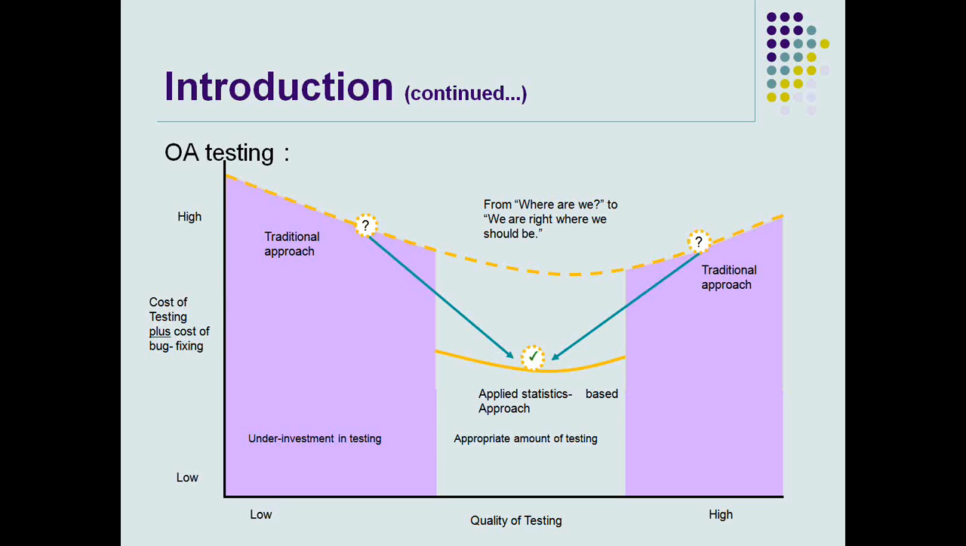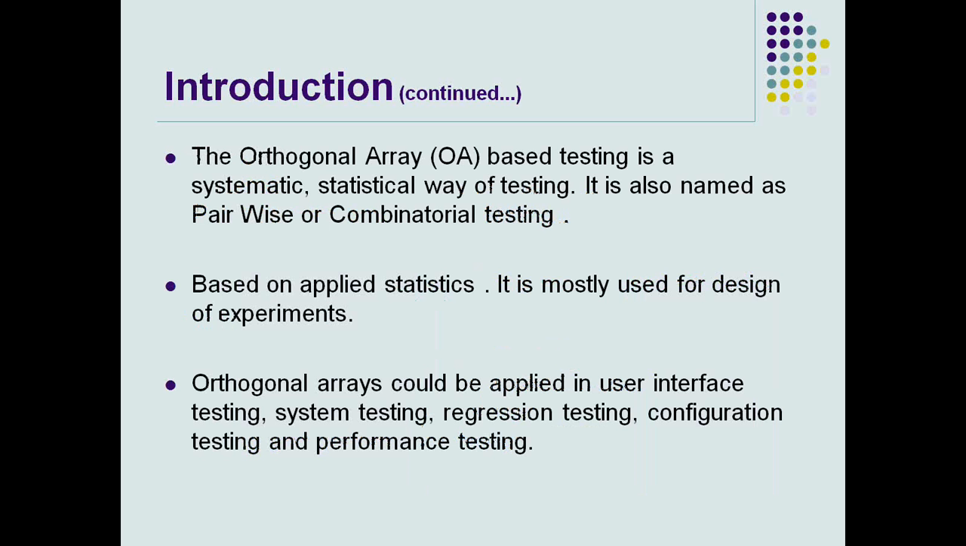So orthogonal array is also known as an applied statistics way of testing. It is also named as pairwise testing or combinatorial testing. So there are various names by which orthogonal arrays are known. It is a statistical and more systematic approach of testing in which we apply statistics, and it is normally used for design of experiments. We can also use this for any type of testing, that is system, regression, configuration, and performance testing.